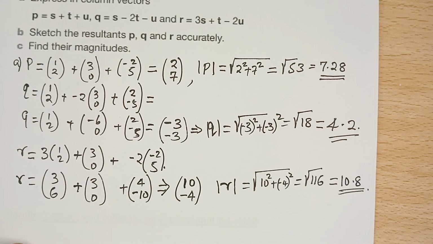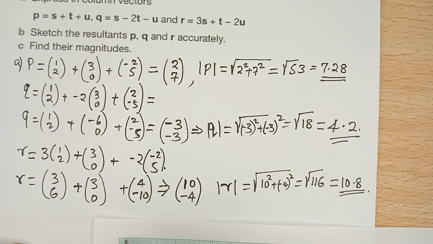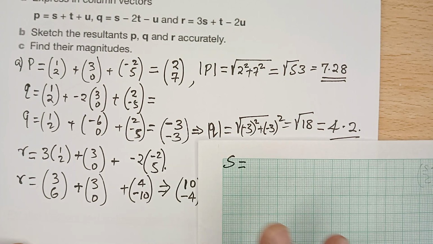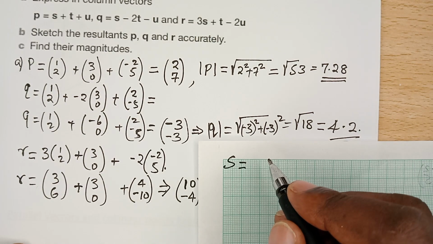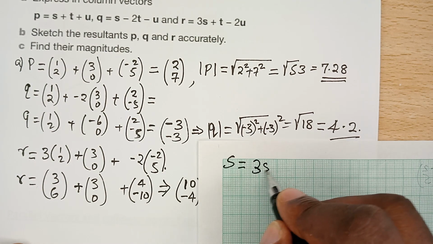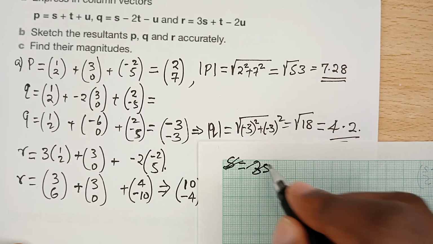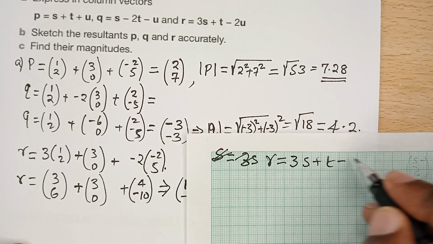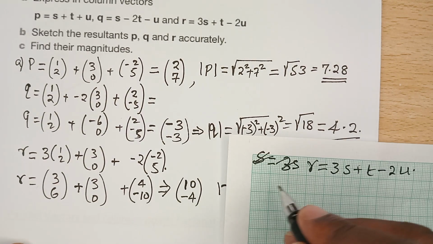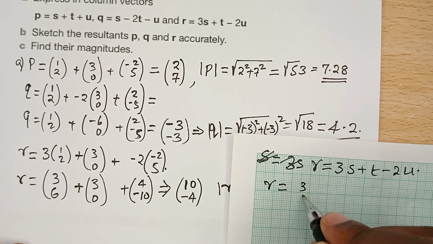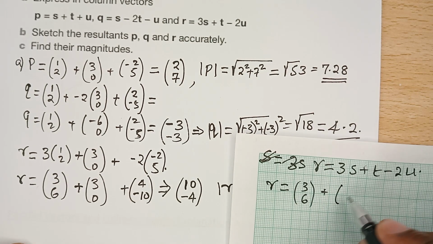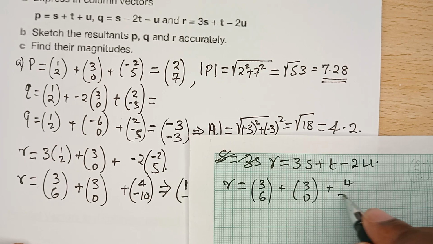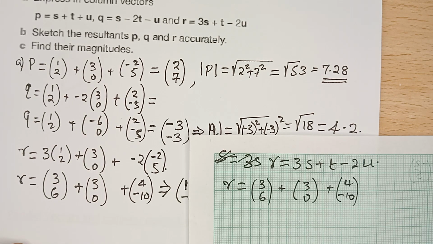But now we need to sketch it. Sketch vector s, not vector s, but vector r. Let us sketch vector r, which is equal to 3s plus t minus 2u. And we realize that vector r is (3, 6) plus (3, 0) plus (4, minus 10).